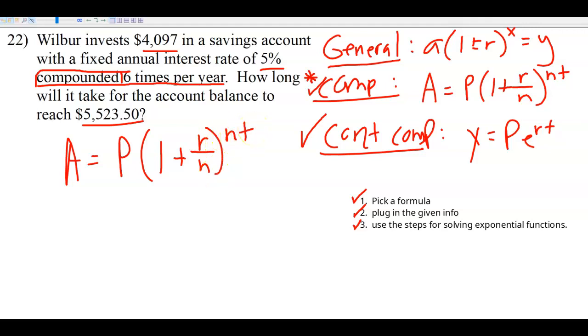All right, so the A represents the final amount, which would be this number here. So I'm going to put 5523.5 here. The P represents the starting amount, which is 4097.